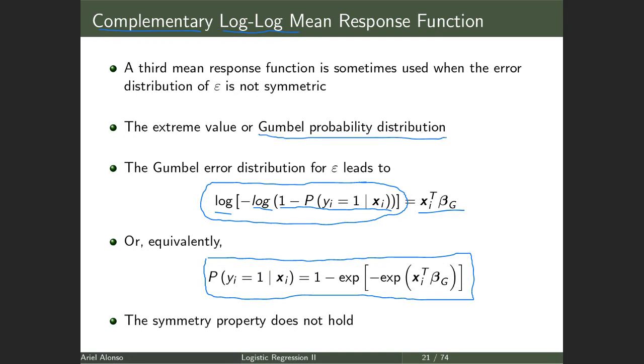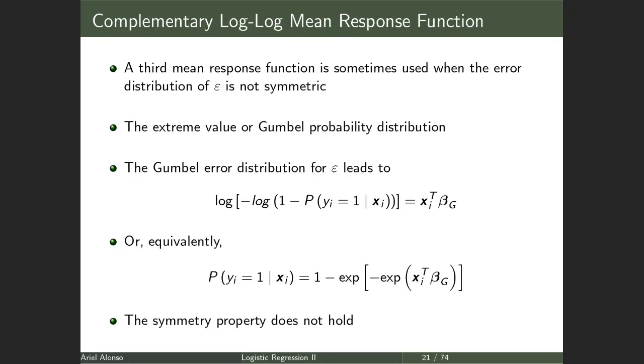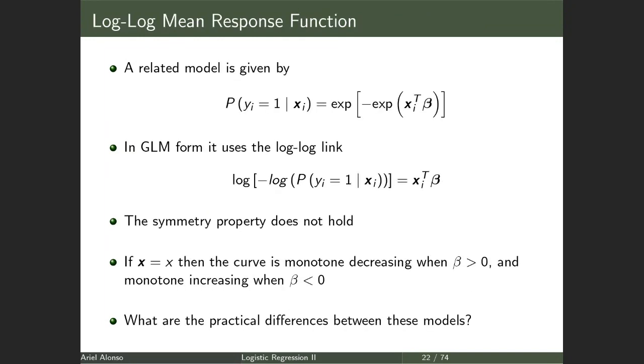And now symmetry goes out of the window. You don't have this property anymore. And the last one we are going to see is the log-log mean response model. What happens here is that it's very similar to the complementary log-log, because you have here the log and you have minus log here. Exactly the same with the log-log. You have log and you have minus the log.